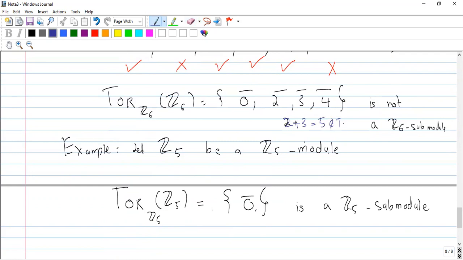So 5 is not an element in the Tor. So that's why it is not a submodule. But in this case, Tor is a submodule. So any idea that when Tor of M is a submodule, Tor of an R-module M.